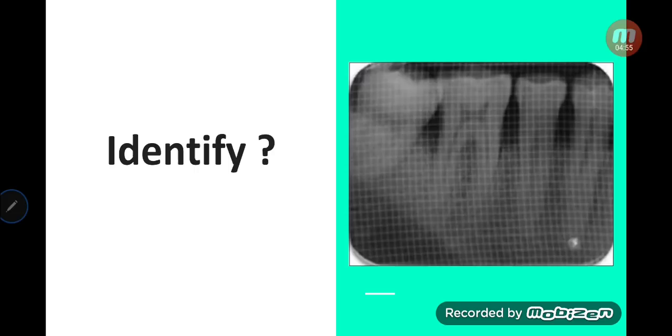This is a grid, an intraoral periapical grid, where you can see the grid blocks on it. Each grid block is 1 millimeter in length and 1 millimeter in breadth.